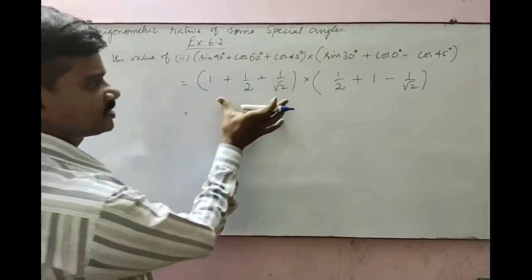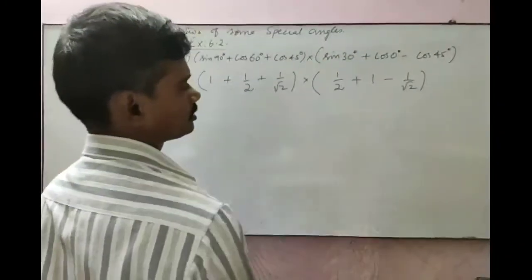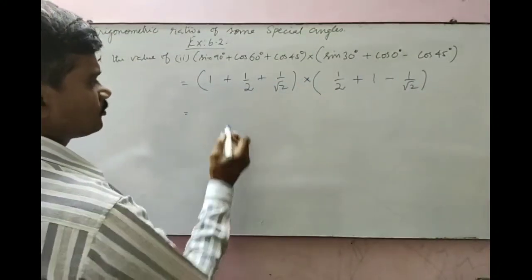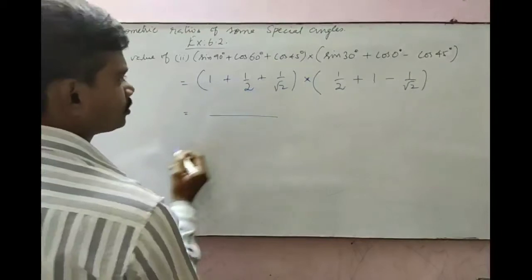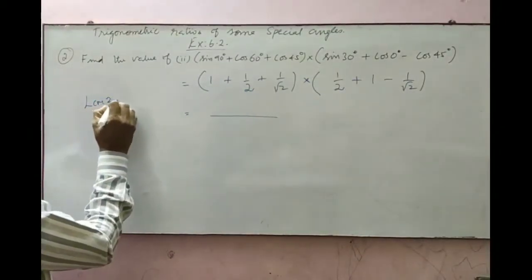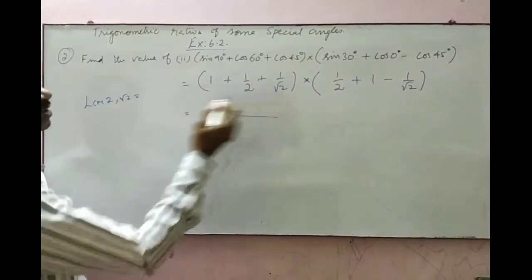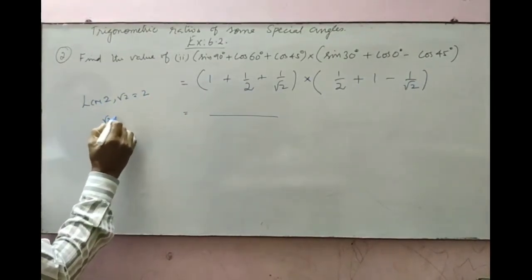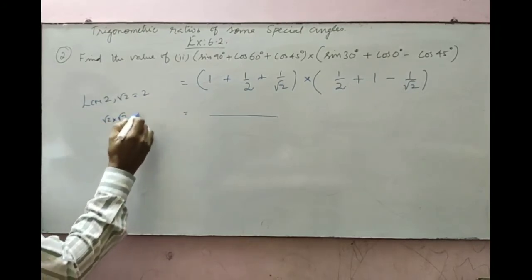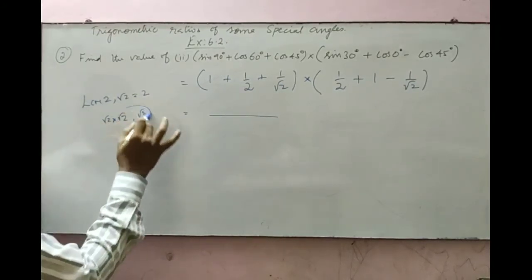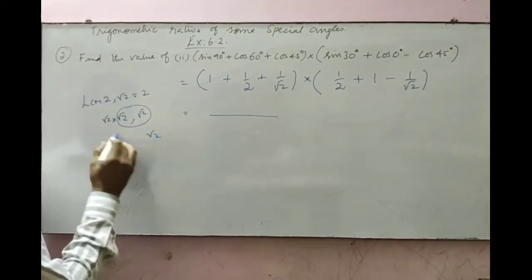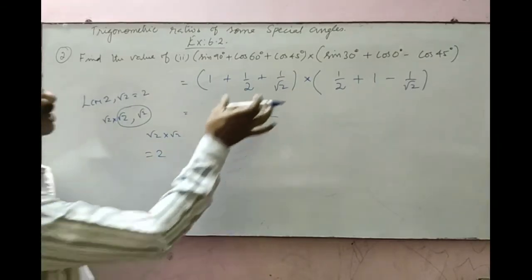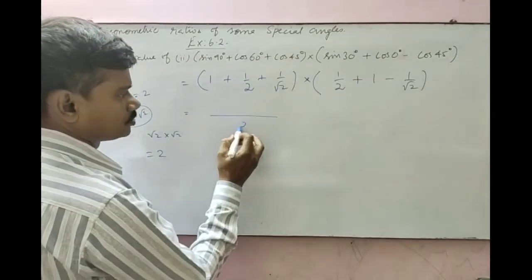Now we have to simplify the first bracket separately and the second bracket separately, and then you have to multiply both answers. So first I am going to take the LCM of 2 and root 2. What is the LCM of 2 and root 2? The LCM of 2 and root 2 is 2. How? You can split the 2 as root 2 into root 2. The common factor is root 2. The remaining factor is root 2. So root 2 into root 2 gives 2. So therefore the LCM of 2 and root 2 is 2.